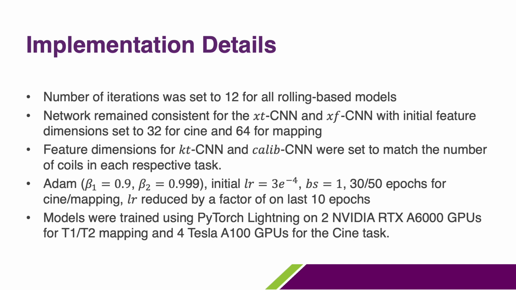The number of iterations was set to 12 for all rolling-based models. The network remains consistent for the ST-CNN and SF-CNN, with initial feature dimensions set to 32 for Cine and 64 for mapping. Feature dimensions for KT and collaboration CNN were set to match the number of coils in each respective task. Adam was used. Models were trained using pattern learning on 2 GPUs for the mapping task and 4 GPUs for the Cine task.